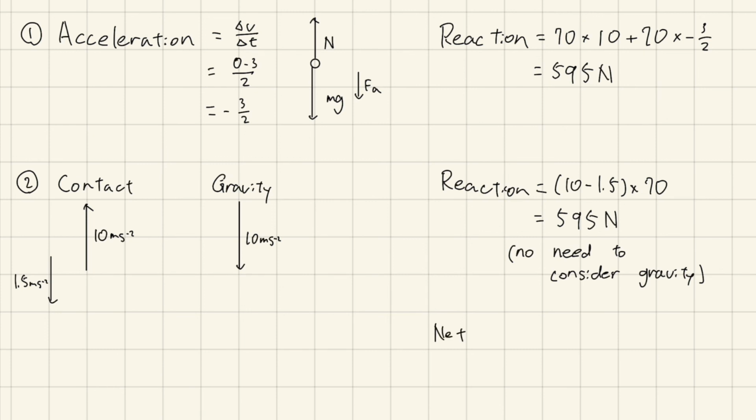To do this, we can calculate the forces acting upwards and downwards to get a final net force. The upwards force will include the normal reaction force of the weight plus the force of acceleration, since acceleration was negative. The final equation will be 700 minus 805, leaving us with a total of negative 105 newtons.